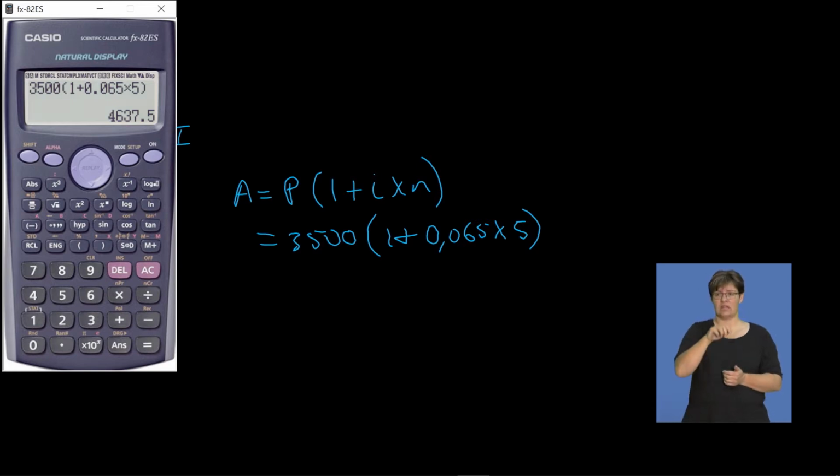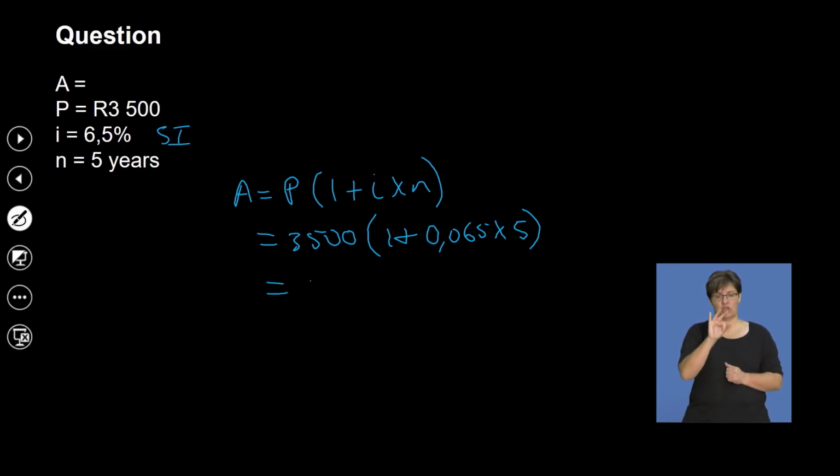4,637 rands. And remember, if it's comma 5, you add a 0 at the end so that you say 50 cents and not just comma 5, because we're talking rands, which is money. So this is 4,637 and 50 cents. And this is how much Jenna will have after 5 years in her account.